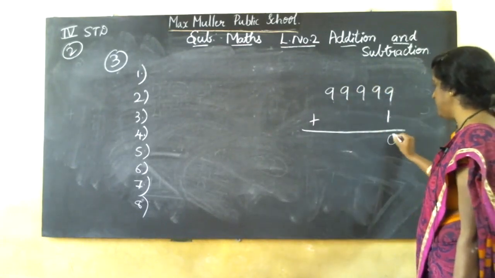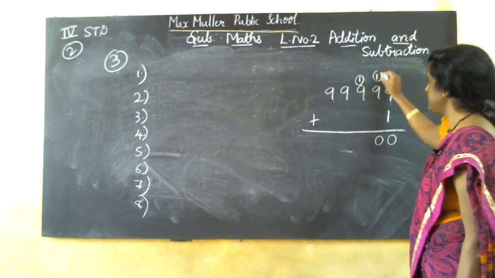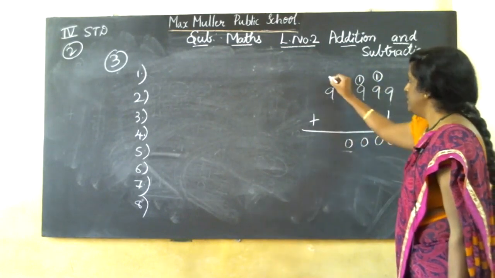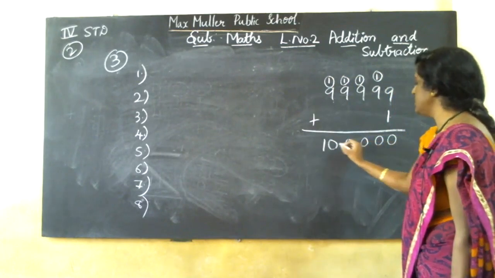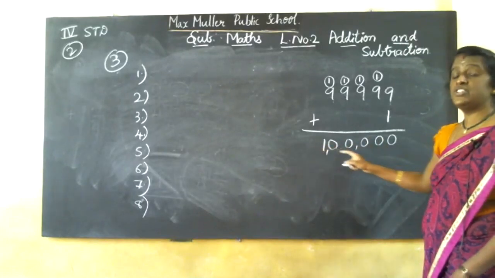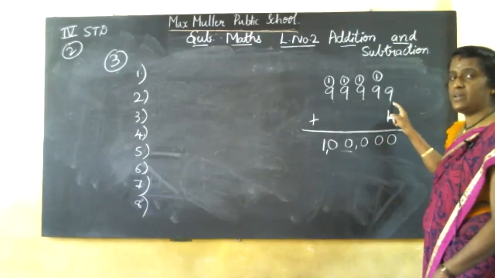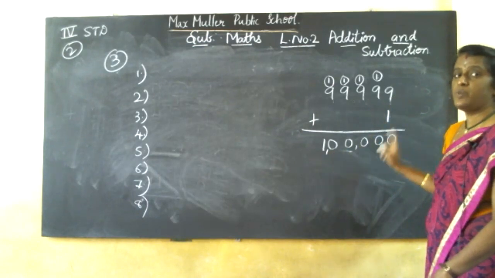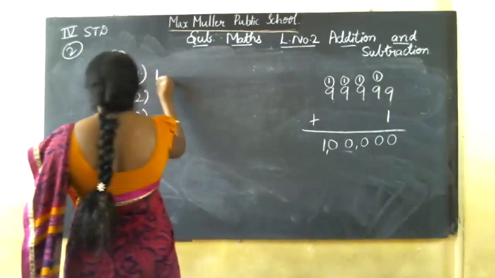9 plus 1, 10. 1 carry, 1 plus 9, 10. 1 carry, and so on, each place gives 10. Ones, tens, hundreds, thousands, 10,000. So here 1, 2, 3, 4, 5, 6: 6-digit, the smallest 6-digit number. This is the 5-digit greatest number. When you add 1 to it, you will get the smallest 6-digit number. This is lakhs. So 1 lakh. So what is your answer? A1: 1 lakh.